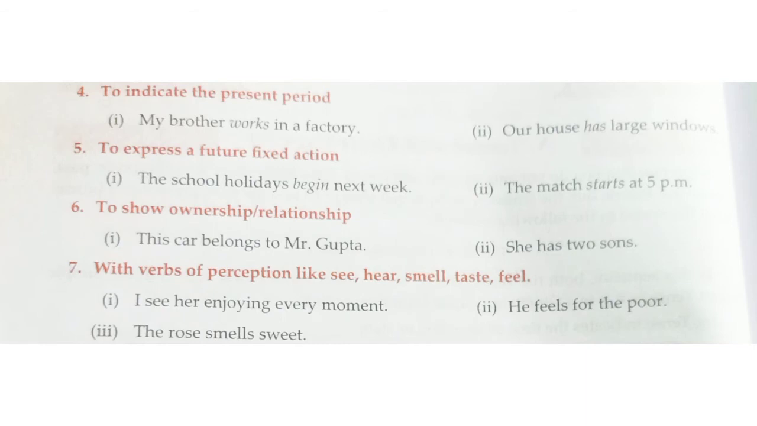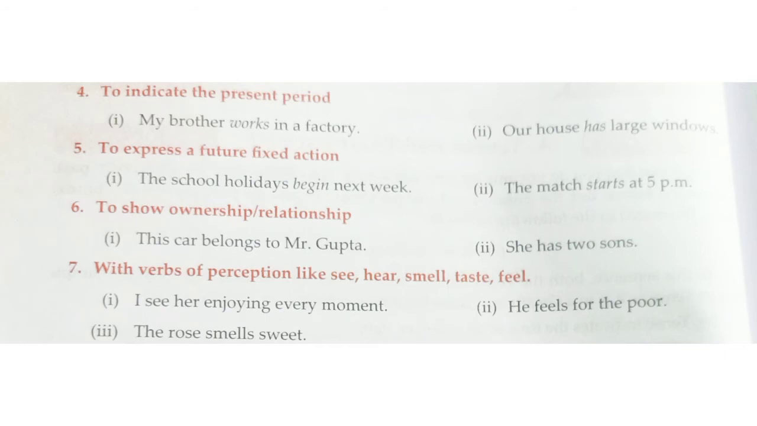So when we want to indicate the present period of time, there also we try to use the present indefinite, like "My brother works in a factory," or "Our house has large windows." So that is again the present period of time. In the present period, it is like that. Then to express a future fixed action, like "The school holidays begin next week."